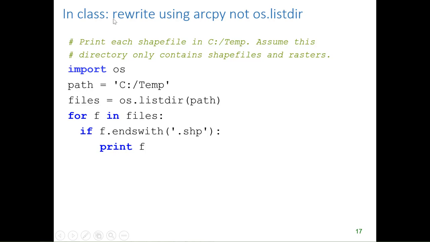But what's left for you to try to do is rewrite this using ArcPy but not os.listdir. So if you're going to take out the os.listdir, replace it with the list enumeration method, one of the ones that we've been going over for the last few minutes.